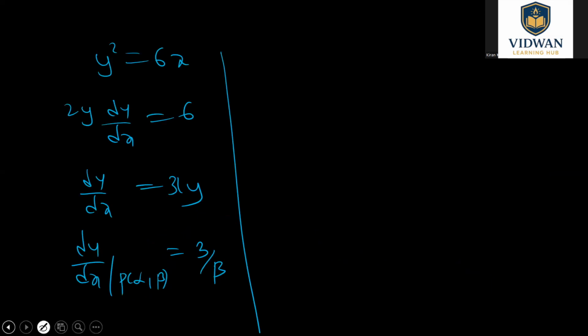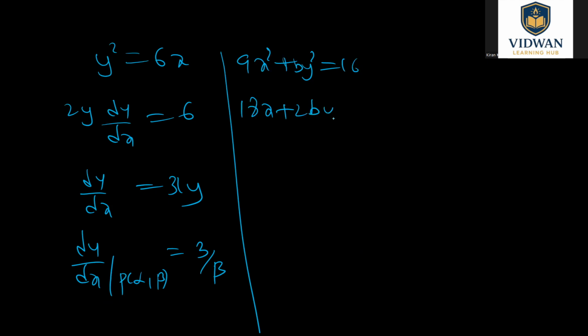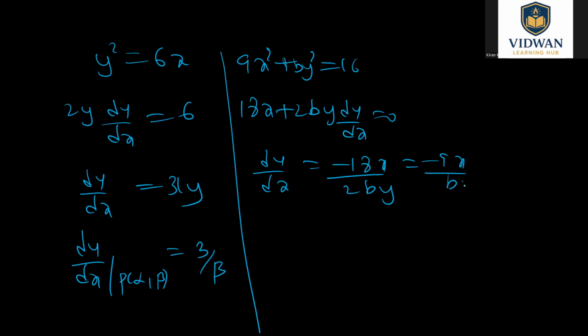The second curve is 9x square plus by square equal to 16. So if you differentiate this, you will get 18x plus 2by dy by dx is 0. So dy by dx is minus 18x by 2by, which is nothing but minus 9x by by, and you need the derivative at alpha beta. So if you find the derivative at the point of intersection, this will be 9 alpha by b beta.